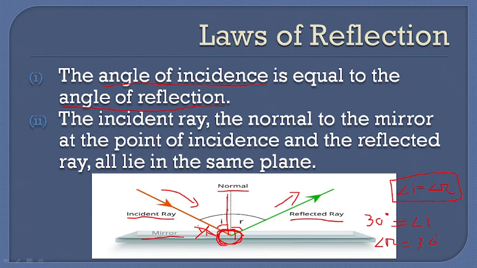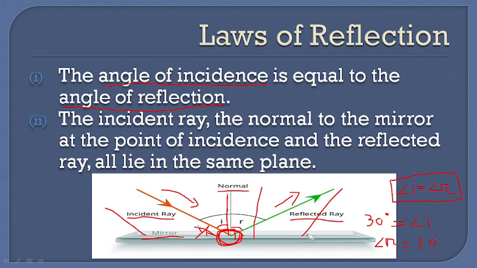So the second law says that the incident ray, the normal, and the reflected ray all lie in the same plane. The mirror is considered as the plane. It is not that the incident ray will strike here, it will be reflected somewhere else, and the normal will form somewhere different. It is not like that. All three lie at the same point of the plane.